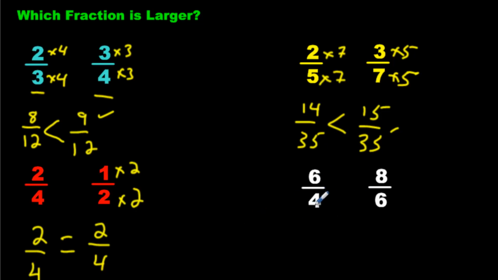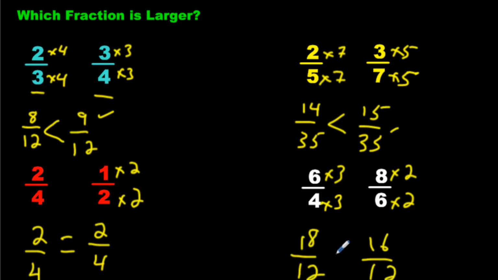And this one here, we have one's a 4, one's a 6. I can make them both into what? Look, 4, 8, 12. Yes, I can make that into 12 as well. So I times this by 3. I times that by 3. And this one's going to multiply by 2. And this is going to multiply by 2. Look, I have 18 over 12. And here I've got 16 over 12. And 18 is bigger than 16. So it wins.